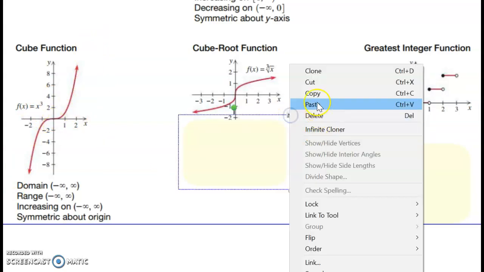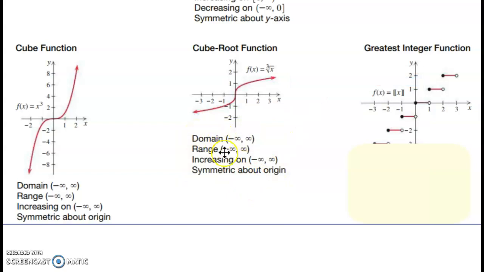Same as the cube root function, but yet looks so different. The domain and range are all reals. It's always increasing, and it's symmetric about the origin. But it's the cube root function. How different they are, even though they have the same characteristics. So fascinating. Greatest integer function.